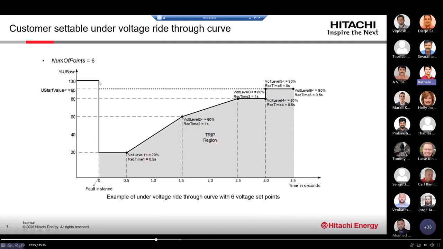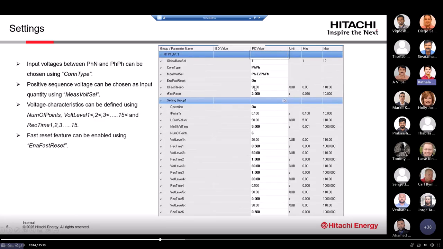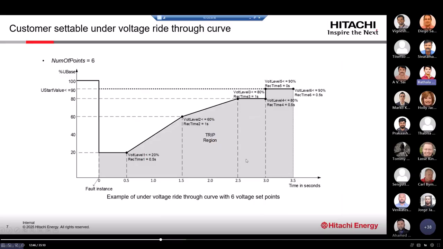If a voltage dip happens for a very short amount of time and then recovers, we don't want to block the protection functions up to this much time, up to the curve set time. So we want to reset this curve. During that time, if the voltage recovers more than this within this time, we'll reset everything, start and trip, and reset every output of this function, and we'll start looking for another voltage dip condition. So that is one good feature in this function, the fast reset logic, which can be enabled using the enable fast reset setting.